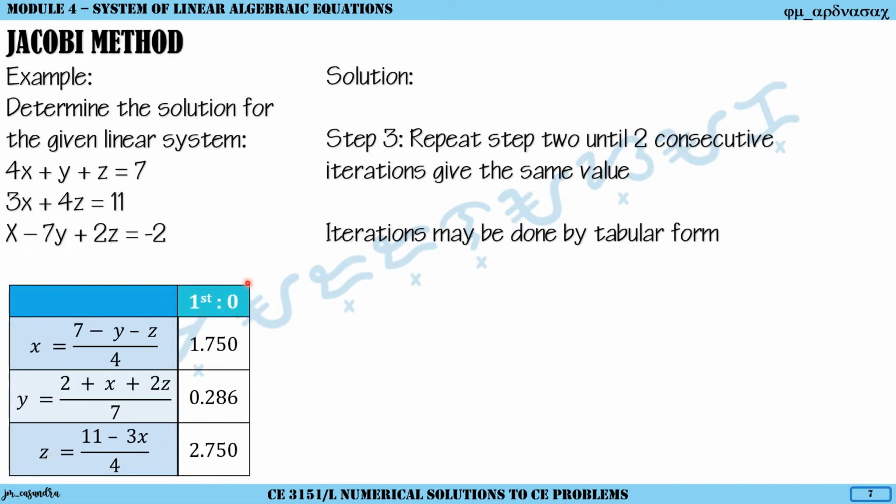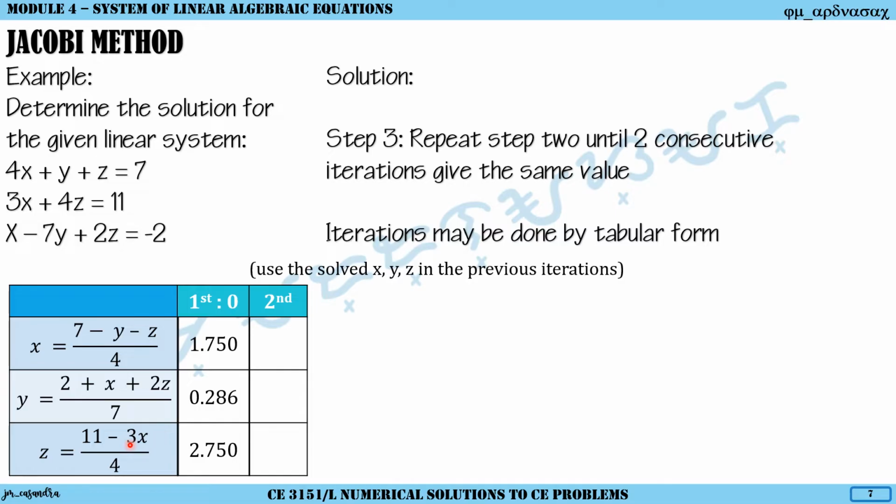So again, we have here our working equations for our variables x, y, and z. We have on the first column our solved values of x, y, and z for the first iteration at x, y, z equal to 0. So for our second iteration, what we will do is apply now the values of x, y, and z in our working equations. So for x, that is equal to 7 minus y, 0.286, minus z, 2.750 all over 4.